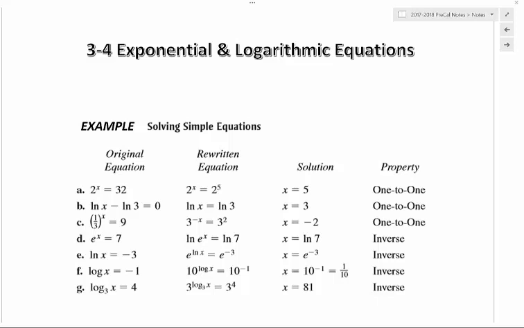Hello and welcome to the final lesson of Chapter 3, 3-4. We're going to be dealing more with exponential and logarithmic equations. Solving some simple equations. I've given you some examples here.